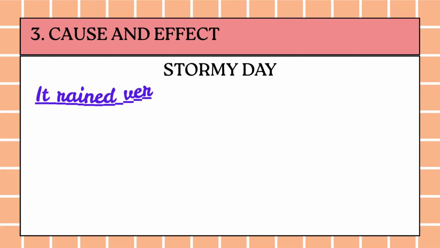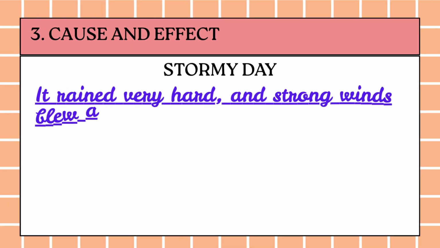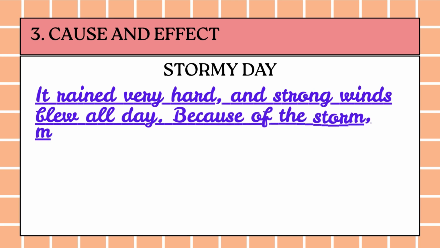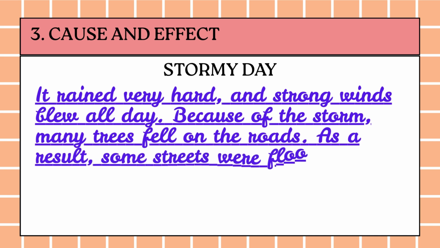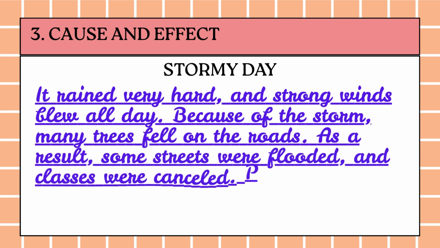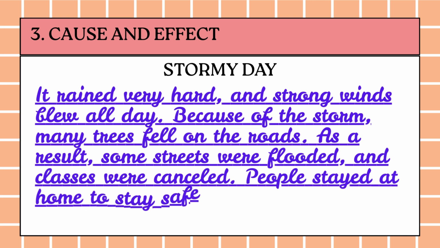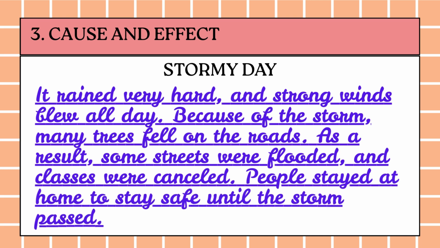3. Cause and effect. Stormy day. It rained very hard, and strong winds blew all day. Because of the storm, many trees fell on the roads. As a result, some streets were flooded, and classes were cancelled. People stayed at home to stay safe until the storm passed.